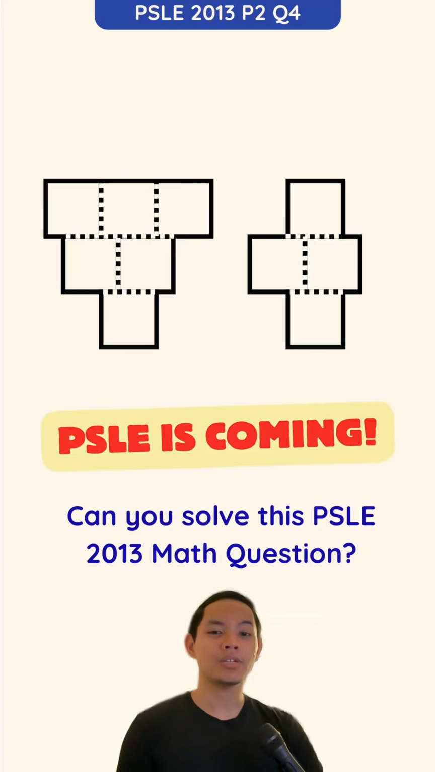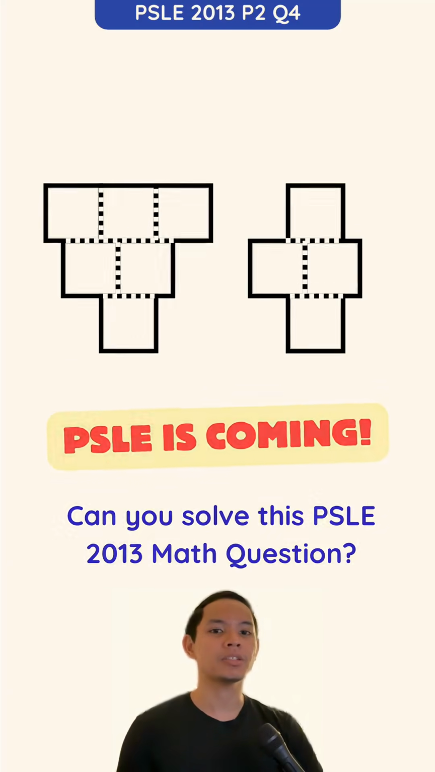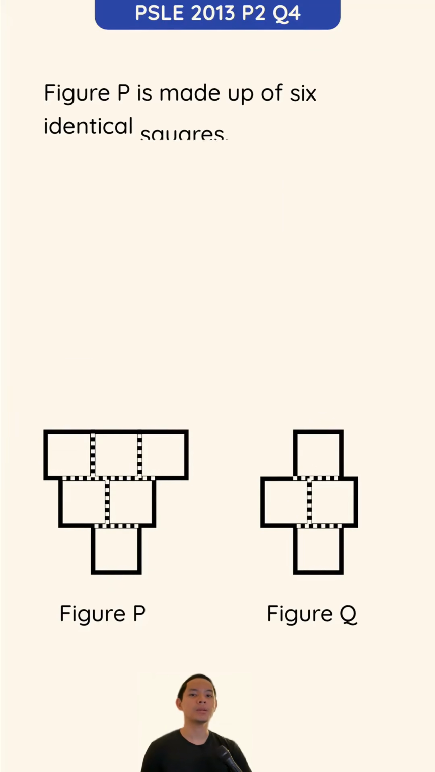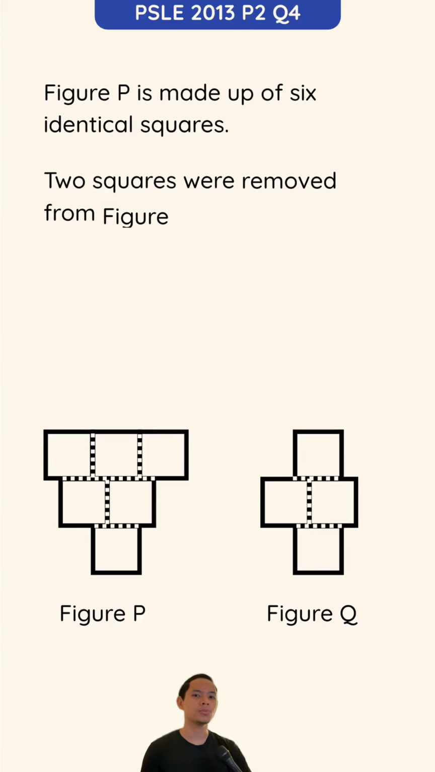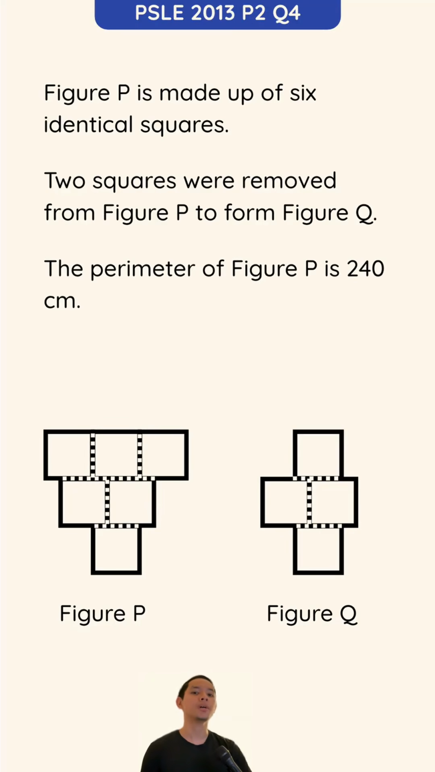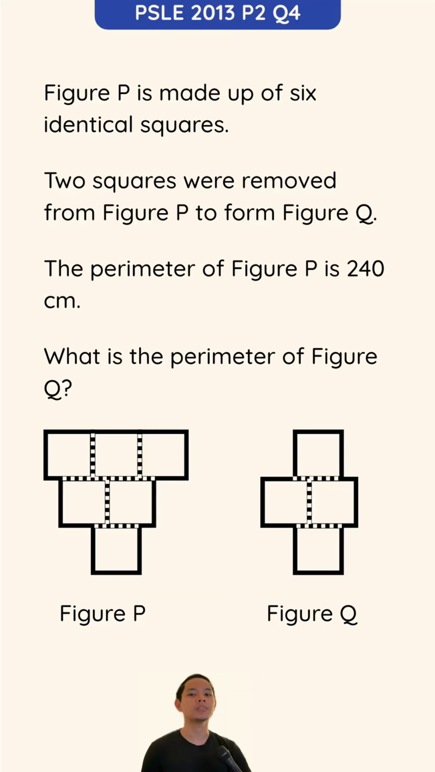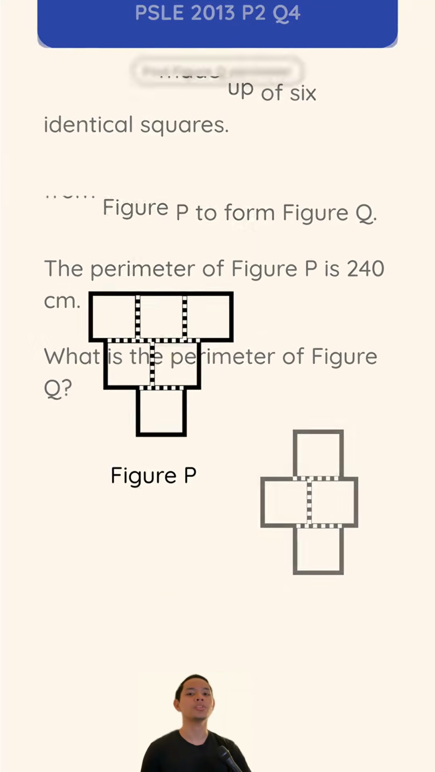PSLE is coming. Can you solve this 2013 PSLE math question? The question goes: Figure P is made up of 6 identical squares. 2 squares were removed from figure P to form figure Q. The perimeter of figure P is 240 centimeters. What is the perimeter of figure Q?